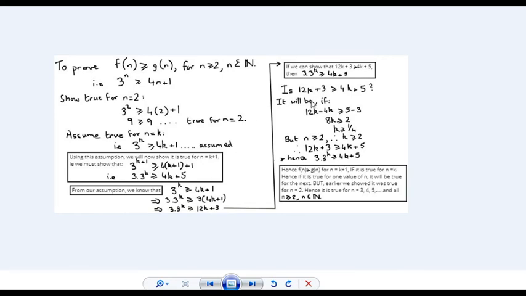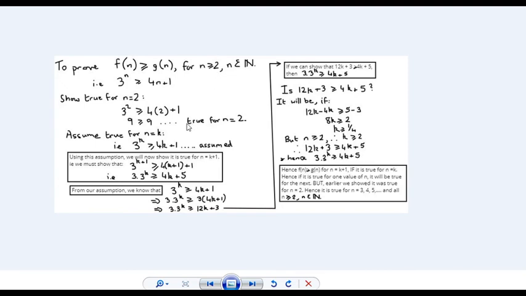So I've posed the question here, is 12k plus 3 greater than or equal to 4k plus 5? So it will be if, what I'm doing here, I'm bringing this term over here, making it a minus, and bringing the 3 over here, changing its sign as well. So it will be if 12k minus 4k is greater than or equal to 5 minus 3. In other words, it'll be true if 8k is greater than or equal to 2. Dividing both sides by 8, it'll be true as long as k is greater than or equal to a quarter. But in this case, n is greater than or equal to 2.